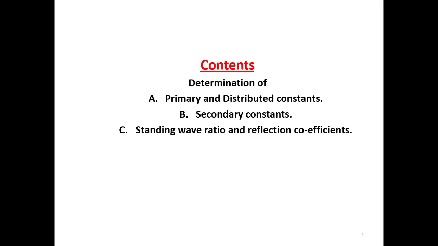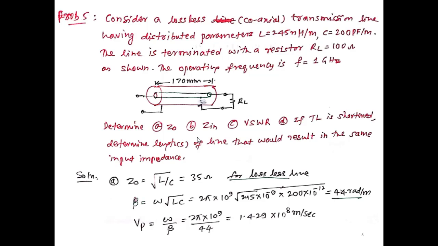So R, L, C, G are called the primary constants, and the R per meter, L per meter, C per meter, G per meter are called distributed constants, and propagation constant and the impedances are called the secondary constants. And we will study the standing wave ratio and reflection coefficients. So standing waves occur due to reflection, and we will study how much reflection the wave is giving.